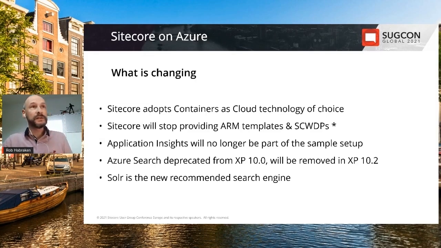And there are some more changes, because Application Insights will no longer be part of the setup as it was with ARM, so monitoring is not involved. And also, Azure Search is already being deprecated, so Solr is the new recommended search engine.